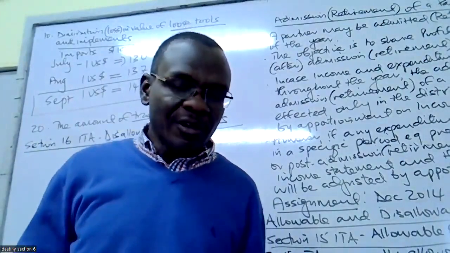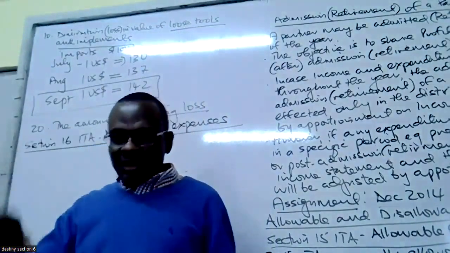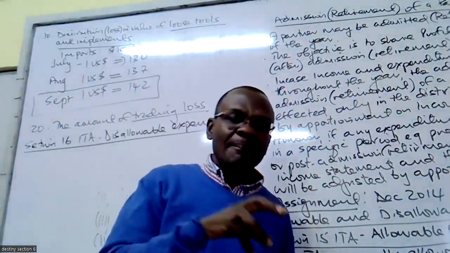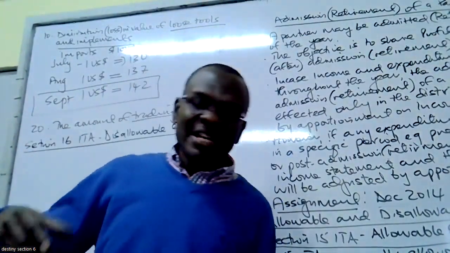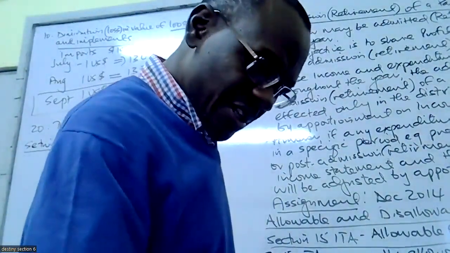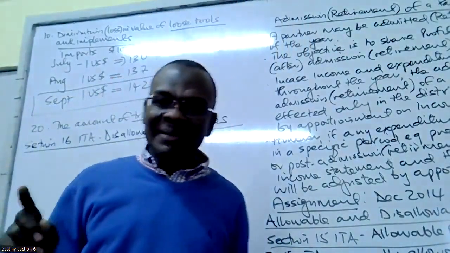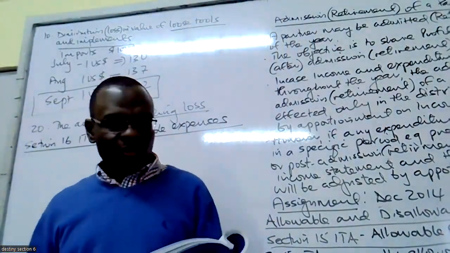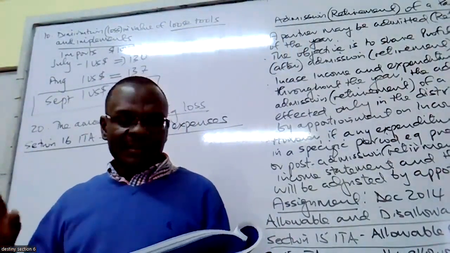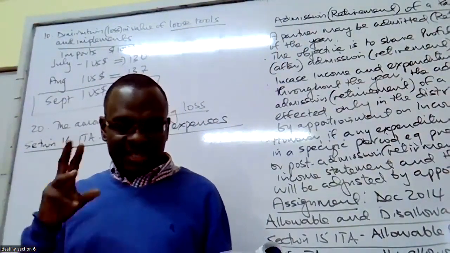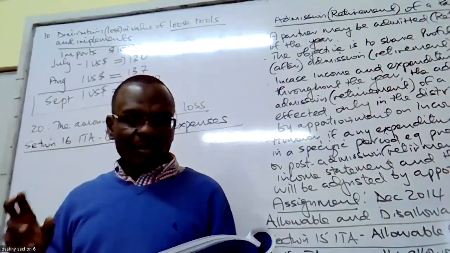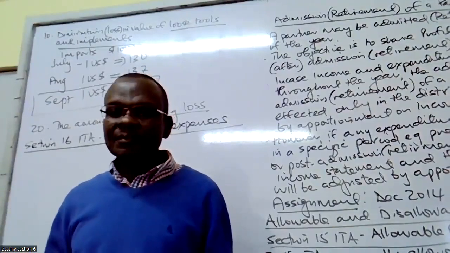Then number four, any pension contribution made by the employer to a pension scheme that is not registered. Any pension contribution made by the employer to an unregistered pension scheme will be disallowed.